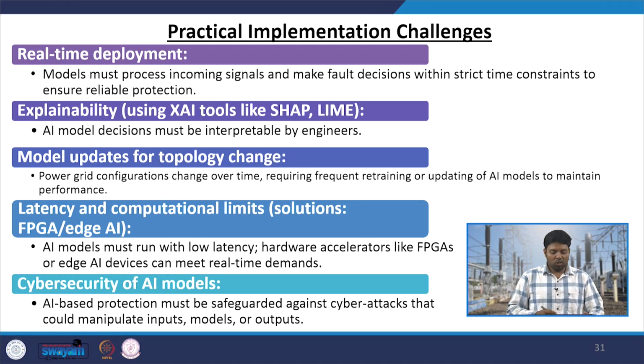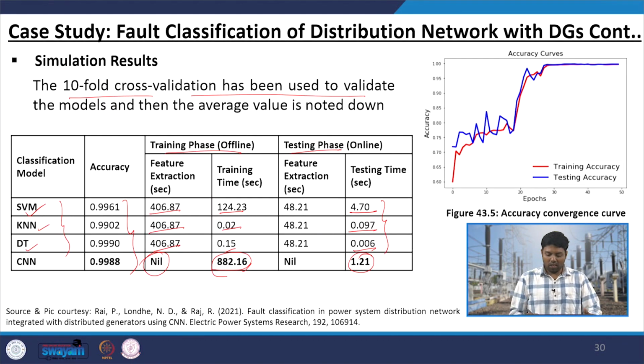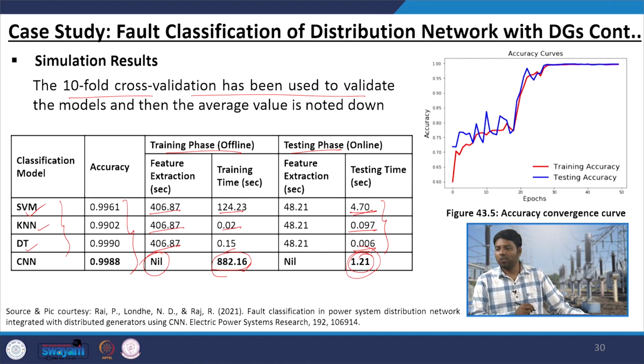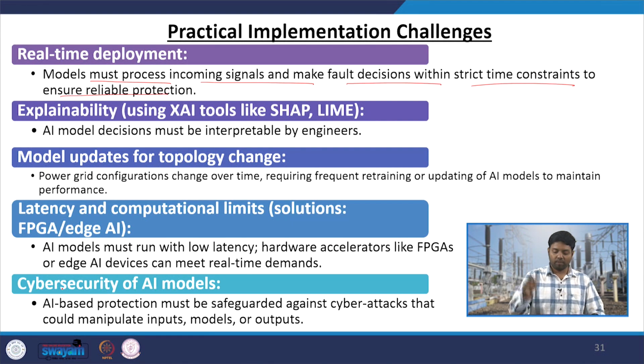Okay. So, what are the practical implementation challenges? First, the model must process the incoming signal and make fault decisions within a strict time constraint to ensure reliable protection. You can see that your testing time is sometimes more than 1 second or even 4 seconds. That you cannot spare if a fault is there. So, your fault location testing time should be as low as possible. Your AI tool has to be precise and accurate enough, but also fast enough. Depending upon that you have to choose.